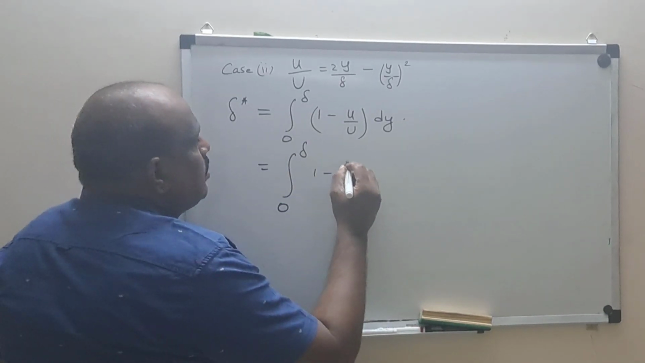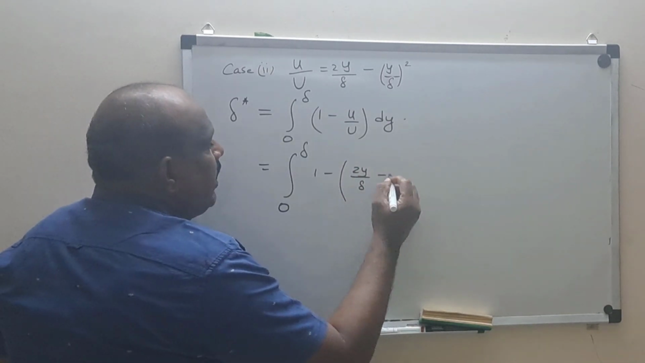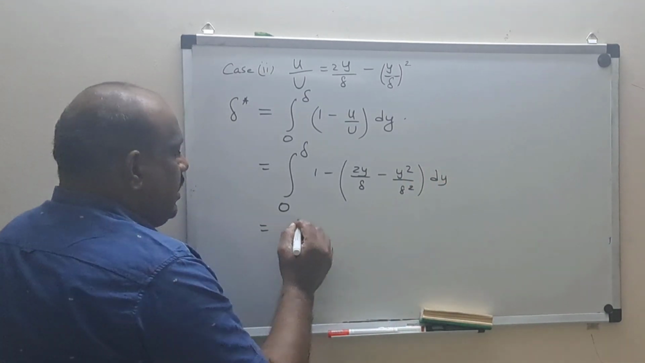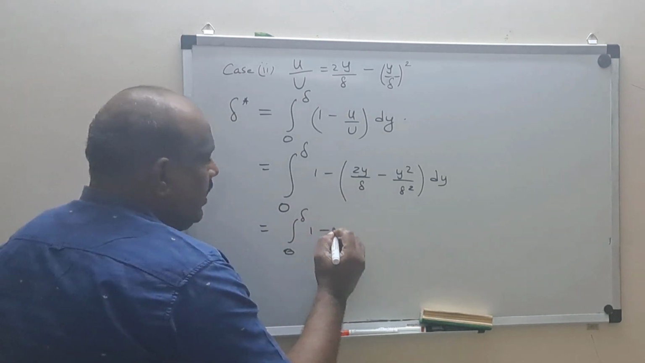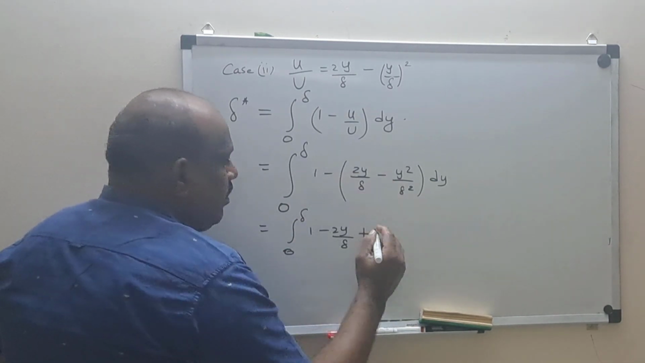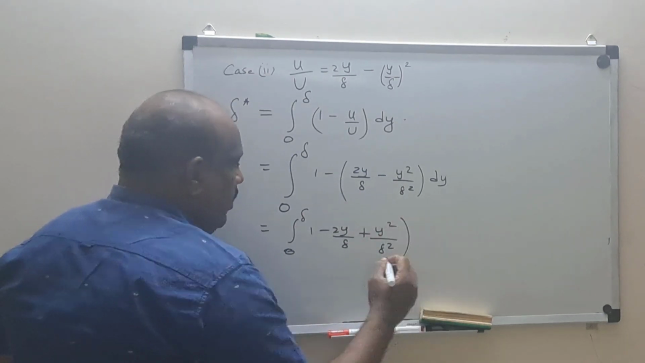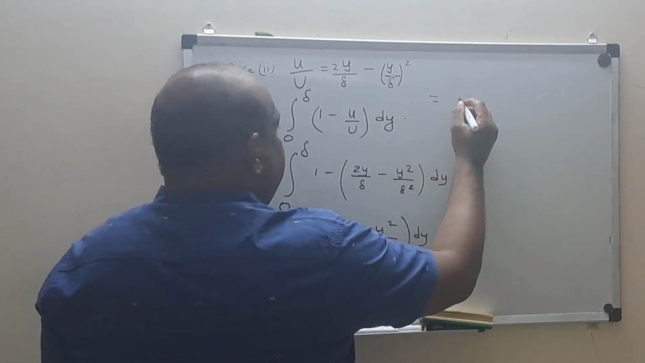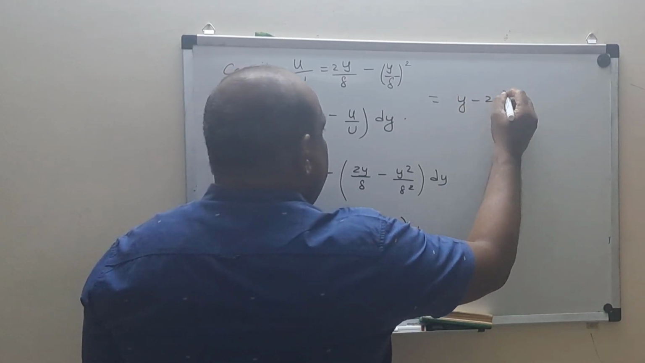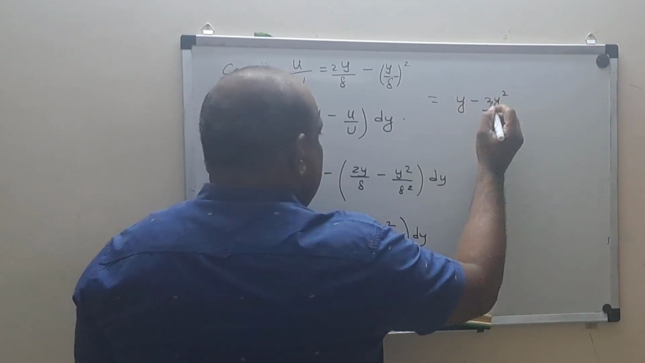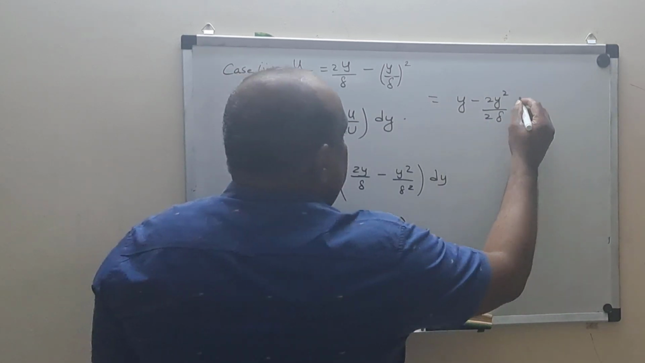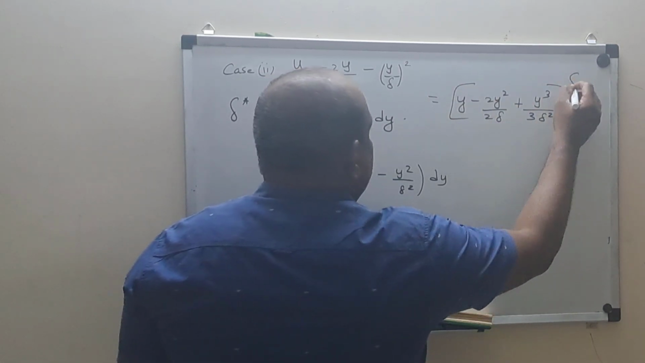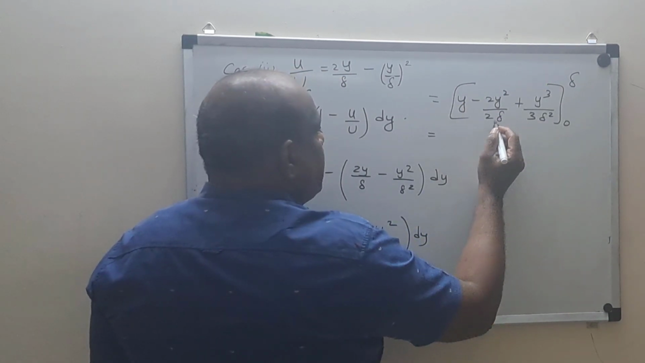1 minus, what is u by U? 2y by delta minus y squared by delta squared, so don't make any mistakes, of dy. The limits are 0 to delta. So 1 minus 2y by delta plus, minus into minus will become plus, y squared by delta squared, of dy. Now you integrate this equation. It will become y minus 2y squared by 2 delta plus y cubed by 3 delta squared, to the limits 0 to delta.